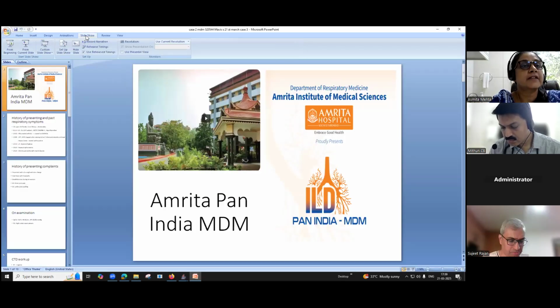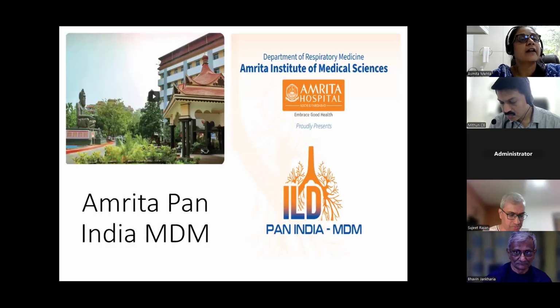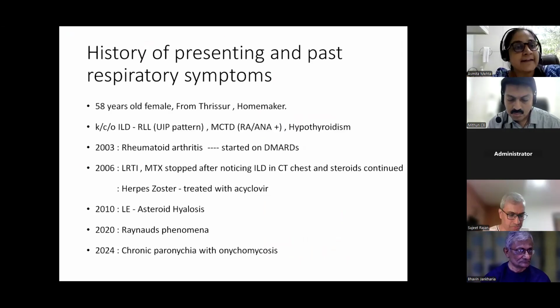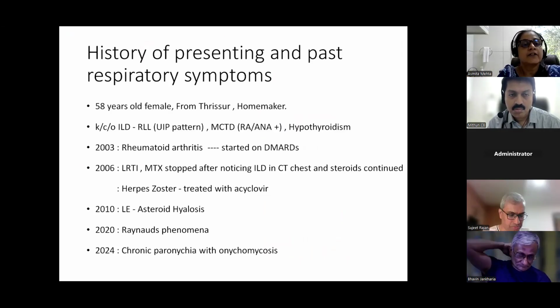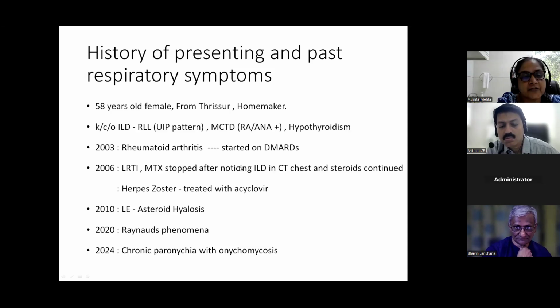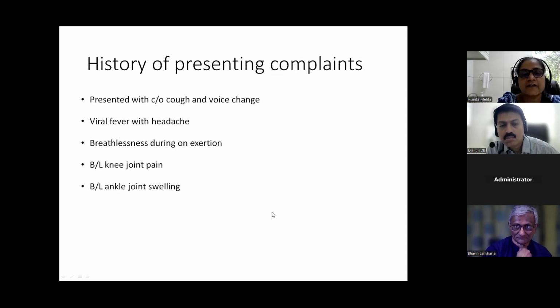So the reason I am presenting this case is just 2 weeks before we presented one young lady with a similar presentation, and this is the kind of thing which we want to highlight: what happens if we don't do transplant. So this is a case of a 58-year-old lady. I am seeing her since 2010, and she is from Thrissur and a known case of ILD. It was at that time diagnosed as a UIP pattern, mixed connective tissue disease by my physician. And in 2003 she was diagnosed as rheumatoid arthritis, and she was started on DMARDs. And in 2006 again she developed something and they changed it to methotrexate. She developed herpes. 2010 another infection. 2020 she presented with Raynaud's phenomenon. In 2024 she had another fungal infection of nails.